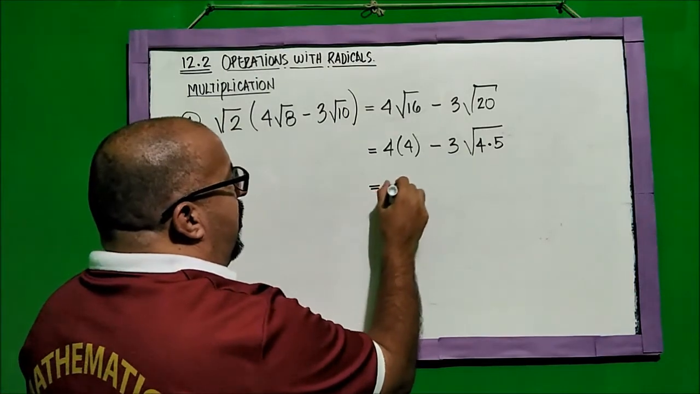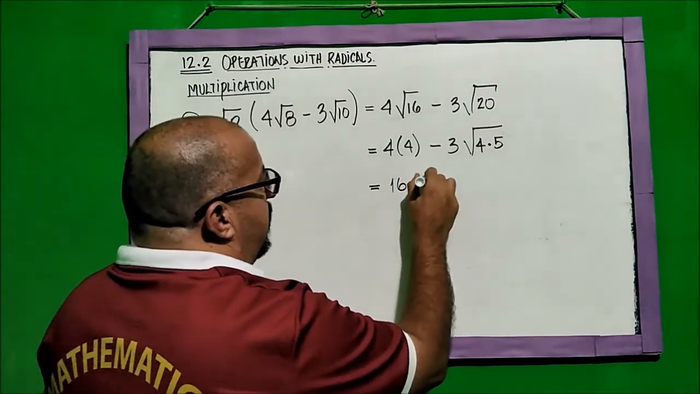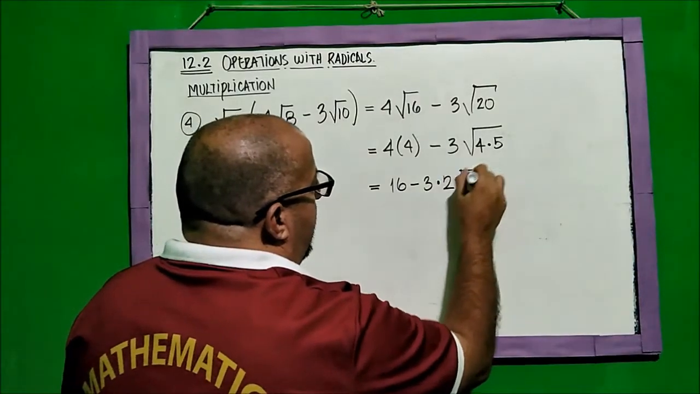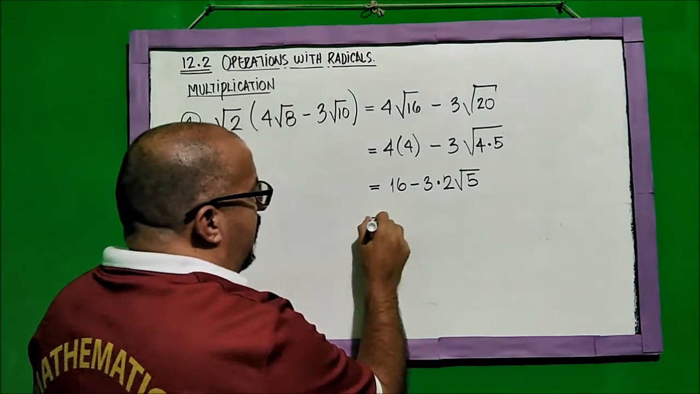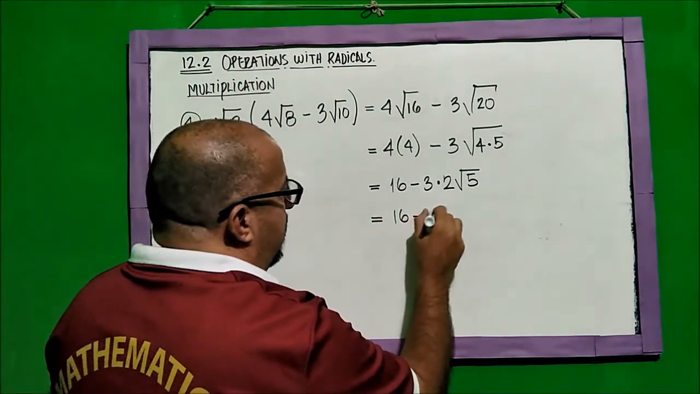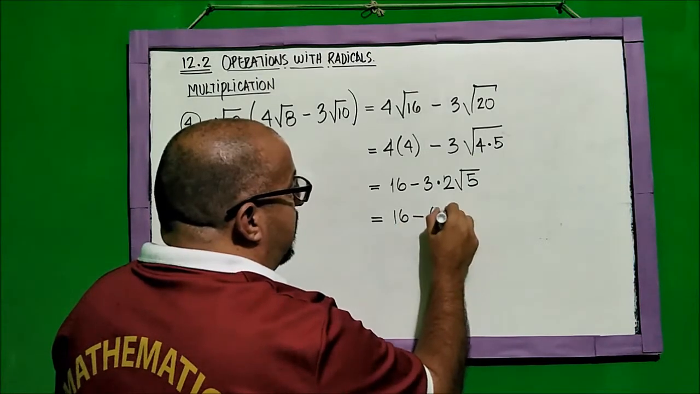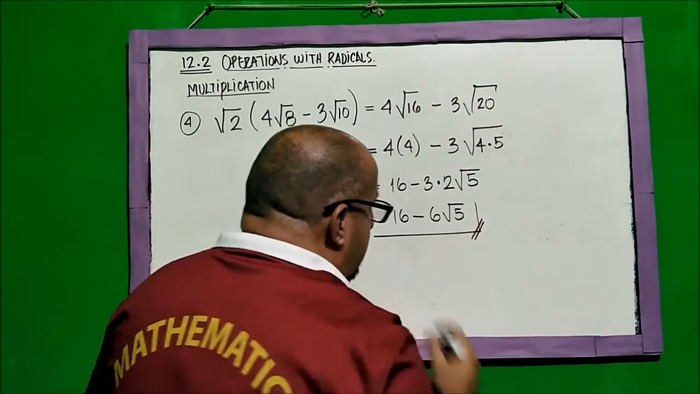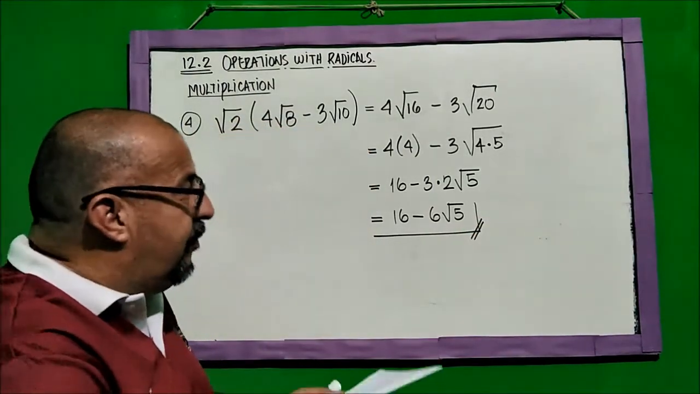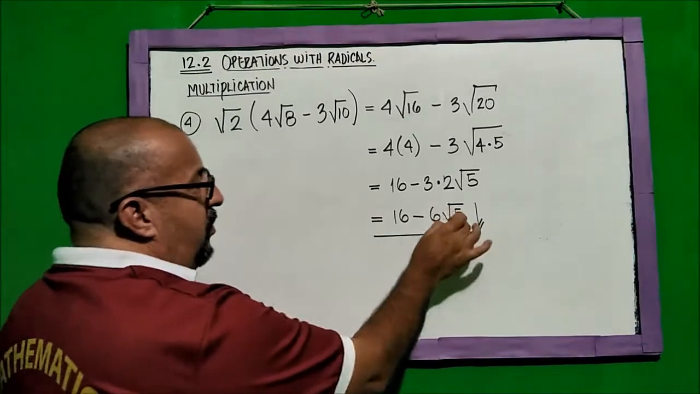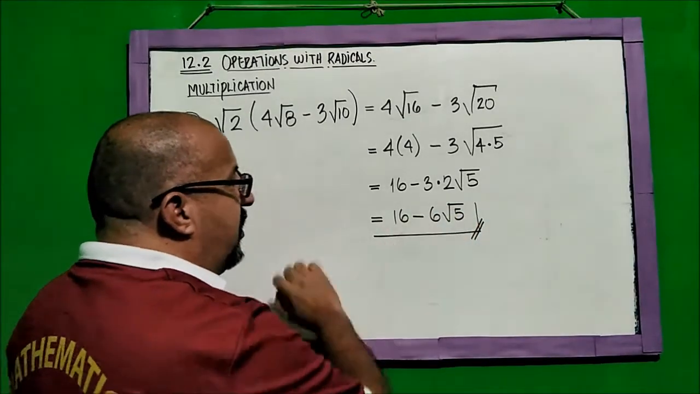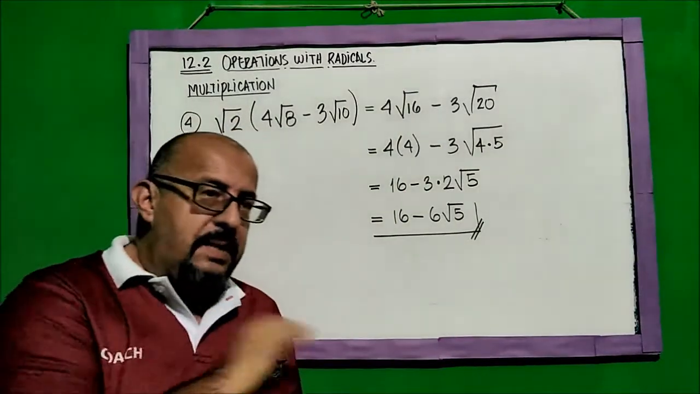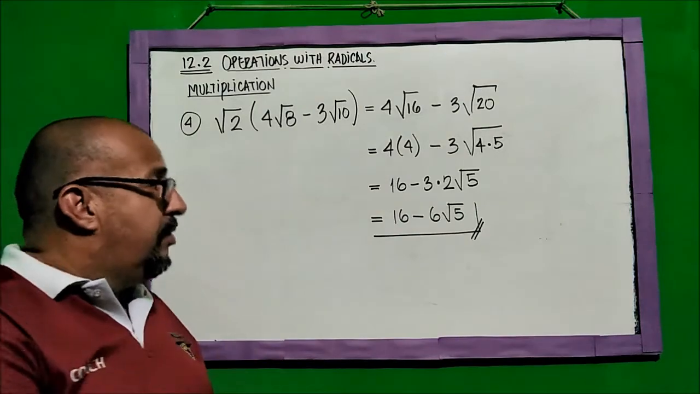So in here, what we're going to have is 16 minus 3 times 2 multiplied by the square root of 5. And finally, we're going to have 16 minus 6 square root of 5. Again, checking that this answer is written in simplest radical form. Why? Because the square root of 5 cannot be simplified and the expressions cannot be combined. Therefore, there we have an answer. So in this case, that is my simplest radical form for this expression.